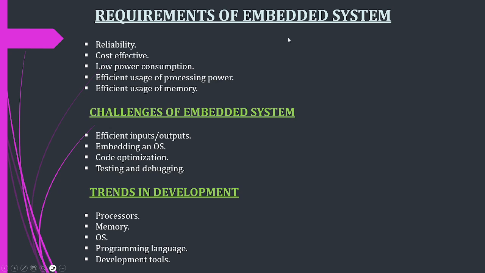Next, move to the requirements of an embedded system. There are requirements like reliability, cost effectiveness, low power consumption, efficient use of processor power, processing power, and efficient usage of memory. There are some challenges in embedded systems: efficient inputs or outputs, embedding an operating system, code optimization, testing and debugging. There are some trends in the development of embedded systems like processor, memory, operating system, programming language, and development tools.